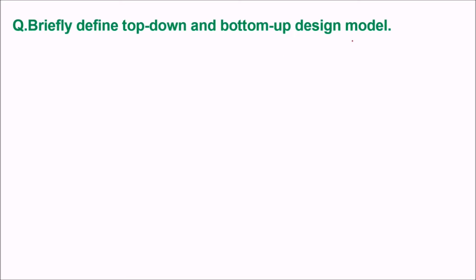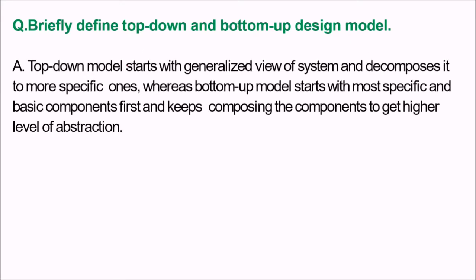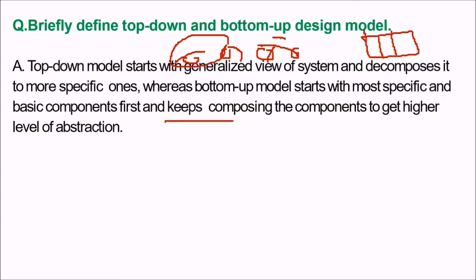Briefly define top-down and bottom-up design. The top-down model starts with a generalized view of a system and decomposes it. Means the top is there, then we try to decompose it into more specific ones. Whereas the bottom-up model starts with more specific and basic components and we try to combine them, and we keep composing the components to get a higher level of abstraction.